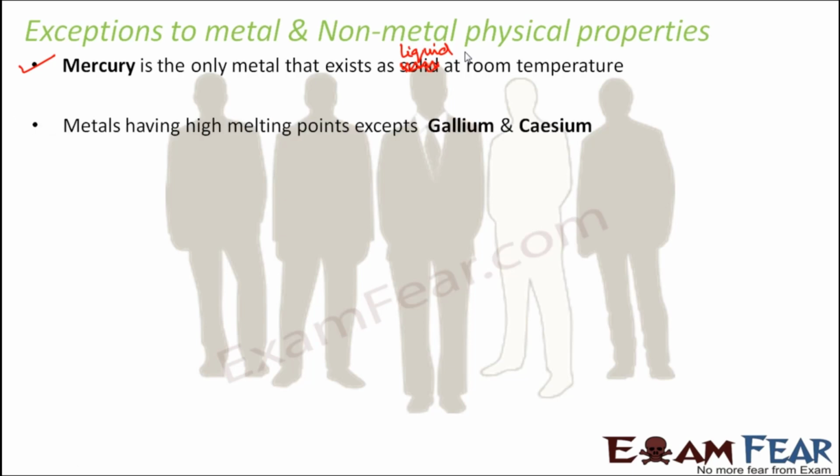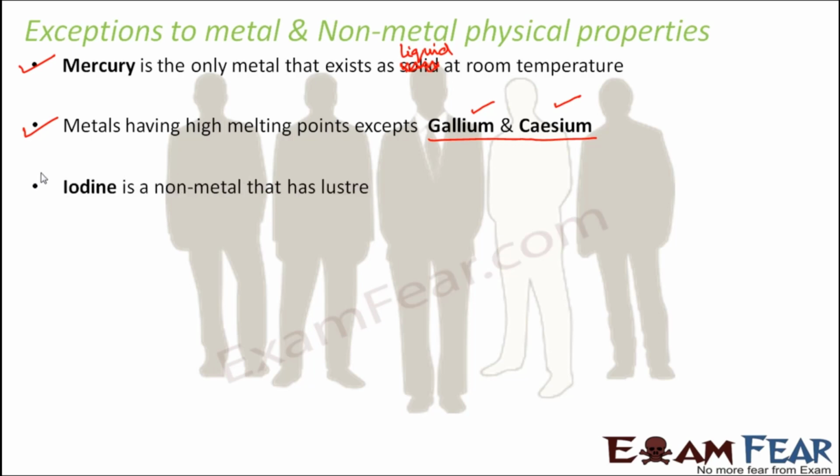Metals have high melting points, except gallium and cesium. So these are the two metals which have very low melting points, but otherwise metals have high melting points, and that is why they are used for various purposes. Like metals are used in the filaments of bulbs, they are used for making utensils, because they will not melt easily. But the exception to that is gallium and cesium.